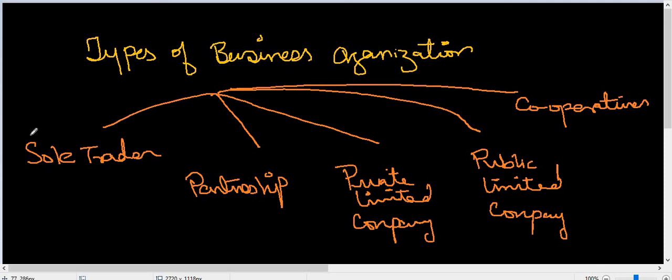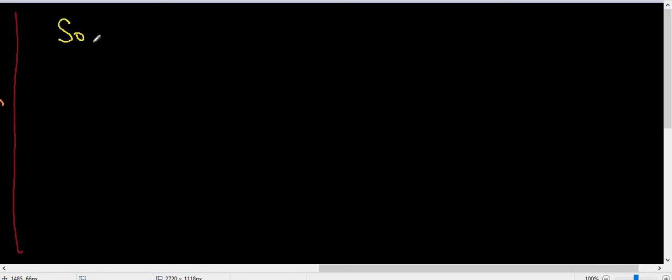First and foremost, we will talk about sole trader. Alright, let's see what sole trader is. It's very easy, very simple. We all know who a sole trader is. Sole means one, only. So just one trader, only one trader.